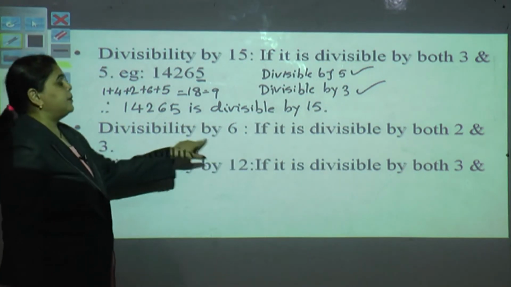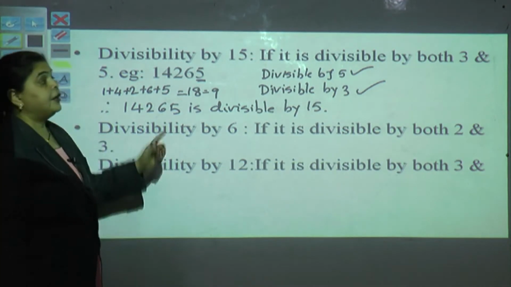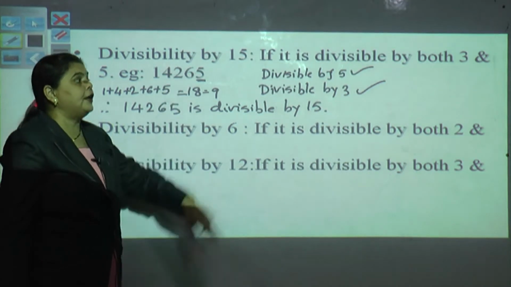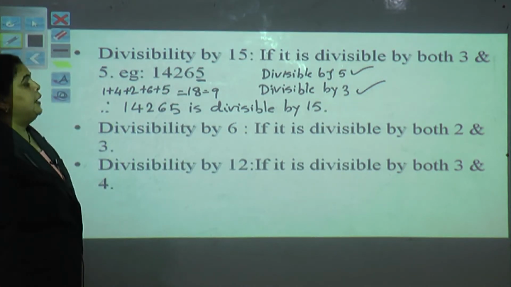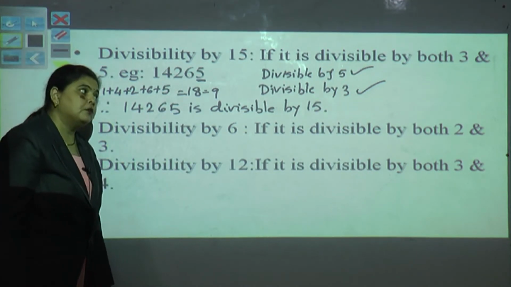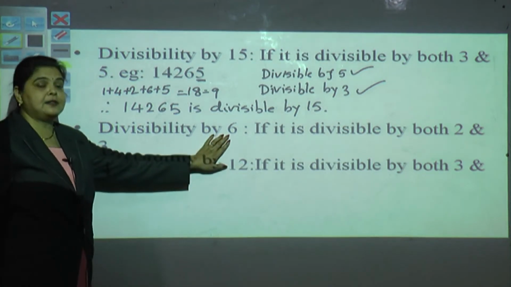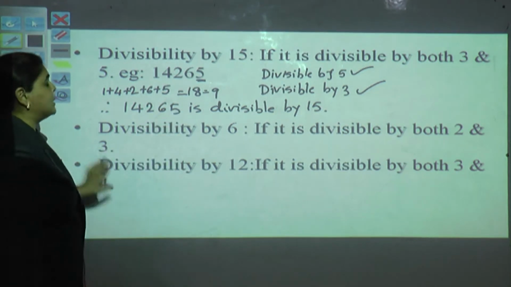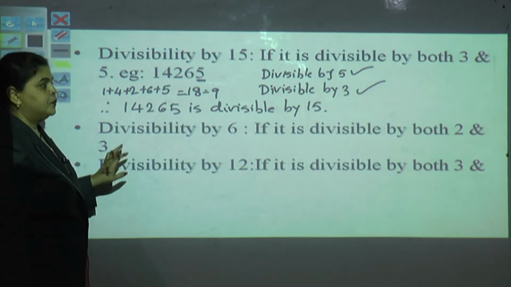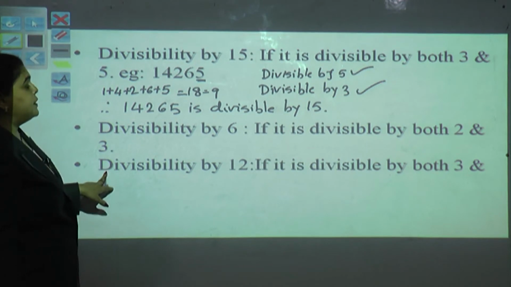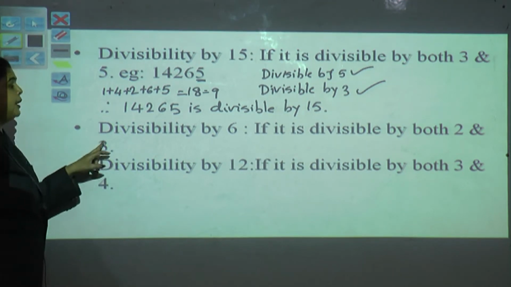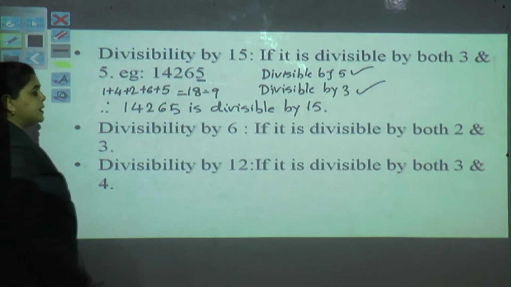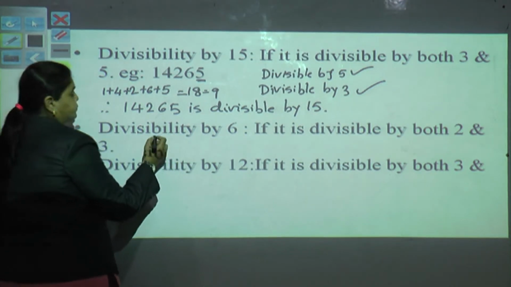Now we will see the divisibility by 6. Here it is very similar to that of 15. Here also we have to check both. What are the factors of 6? 2 and 3. So it should be divisible by 2 as well as 3. If it is divisible by 2 as well as 3, then we can say that this number is divisible by 6. We will see one more example here.